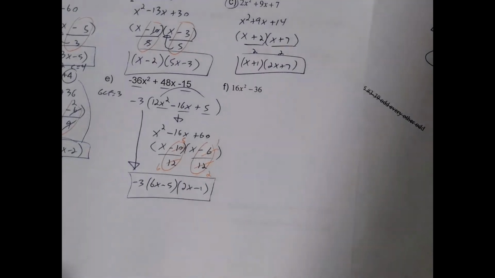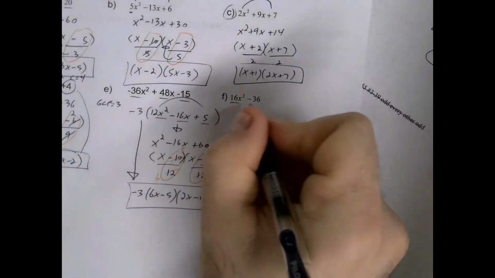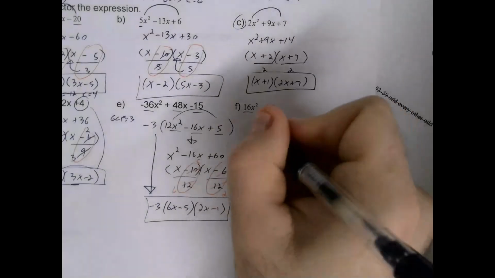All right, look at letter F with me here. This is important to see here. Is there a GCF? 16 and 36. Ooh, all right, we'll talk about that too in a minute. Let's pull a GCF out first, though, guys. Always pull your GCF out. So 4 comes out of both. Very good. So let's do that. We'll put a 4 out front.